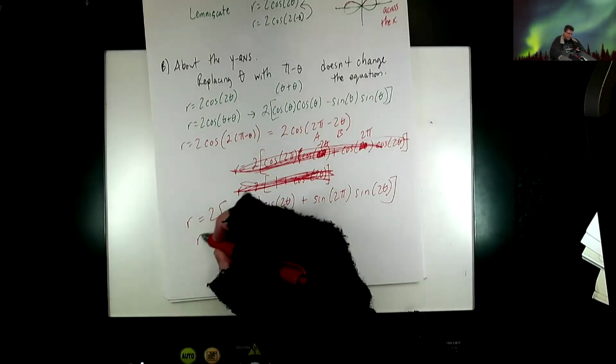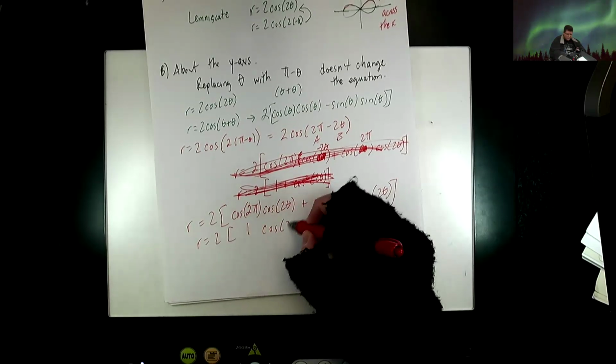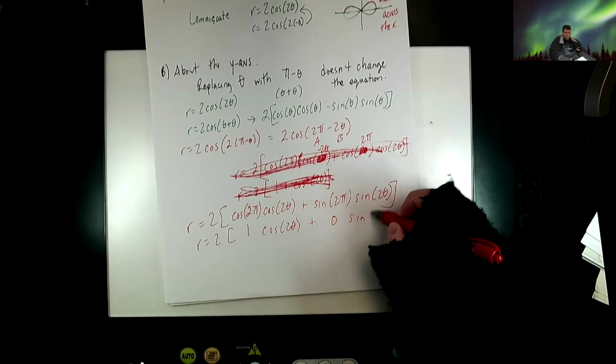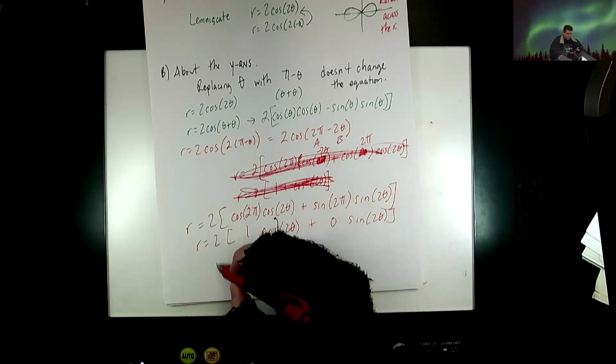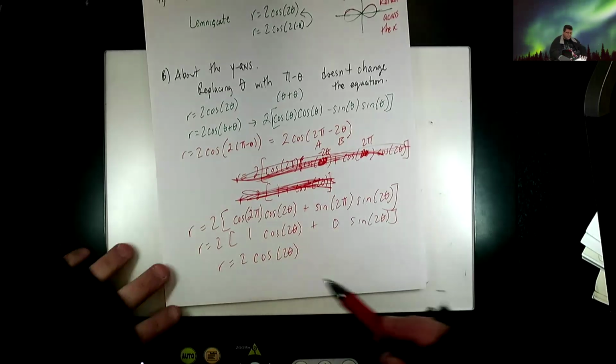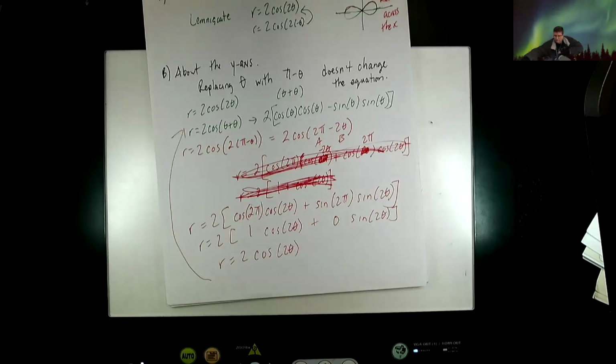And as Michael just got done saying, cosine 2 pi is 1. What is sine of 2 pi? So this just simplifies right back down to 2 cosine 2 theta. So that's where the symmetry is coming in. There are ones for symmetry about the origin, but that is just confusing for most people. It's not worth pointing out.